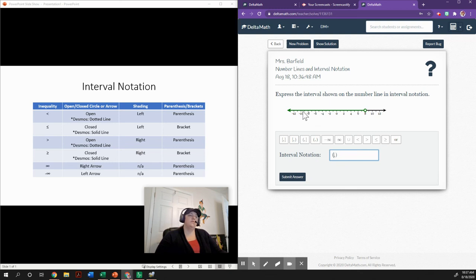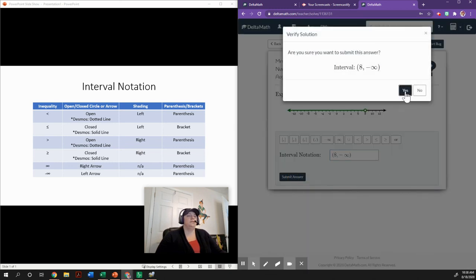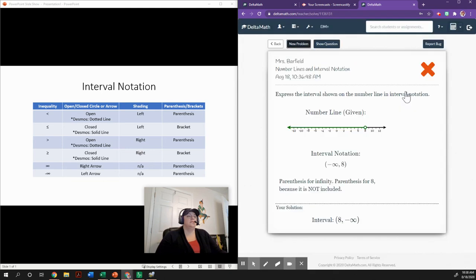All right, so I guess you could write it two ways. So let's see what Delta Math would accept. So I know that I'm going from 8 to negative infinity. Now some of you might be looking at it going, why didn't you write negative infinity first to 8? Let's see what Delta Math will accept because I'm curious about what that will do. All right, so let's hit submit my answer. Yes. Okay, so it did mark it wrong. Okay. So I wrote it backwards.